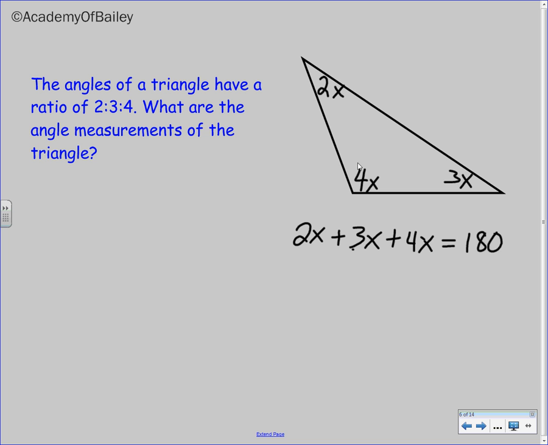2 plus 3, since all these are like terms, 2 plus 3 is 5, plus 4 is 9. So we have 9x is equal to 180. Divide both sides by 9. 180 divided by 9 will leave us with 20. So x is equal to 20.